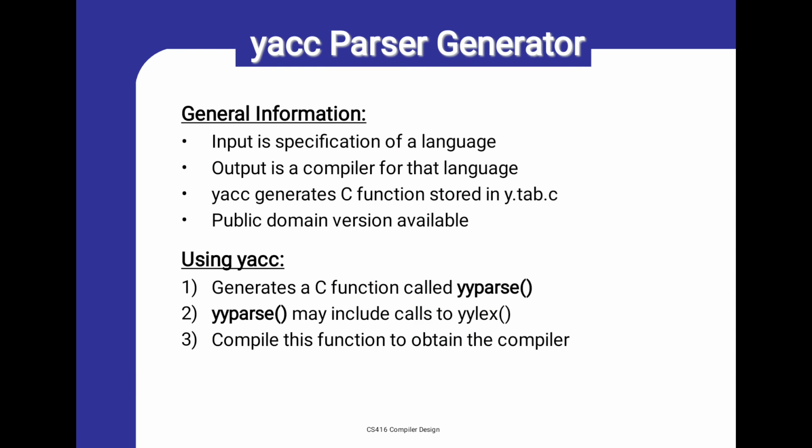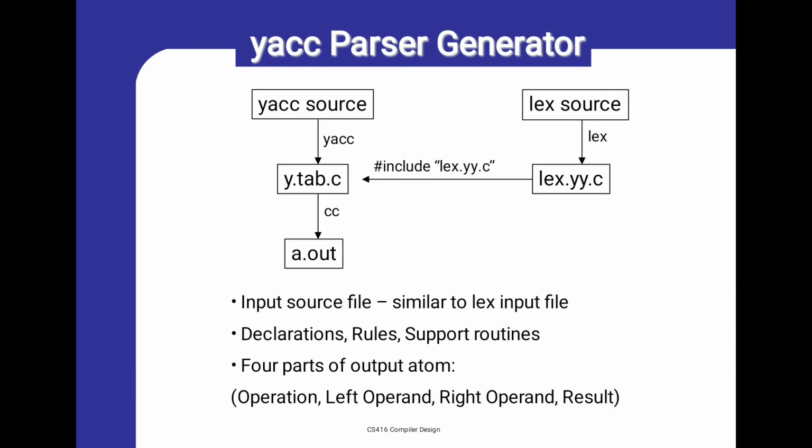Now we'll discuss YACC also. YACC consists of the YACC compiler, and its output is stored in y.tab.c and y.tab.h also. y.tab.c is given to the C compiler and it gets an a.out, and input to a.out gives the output.